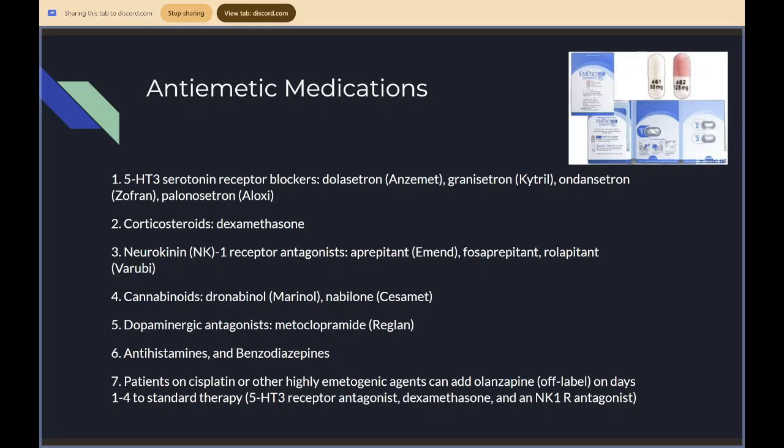So Decadron is correct. I will accept Dexpak. And Soma, there is no need to yell. We are with you. It is Decadron. Great job, everyone who wrote that down.